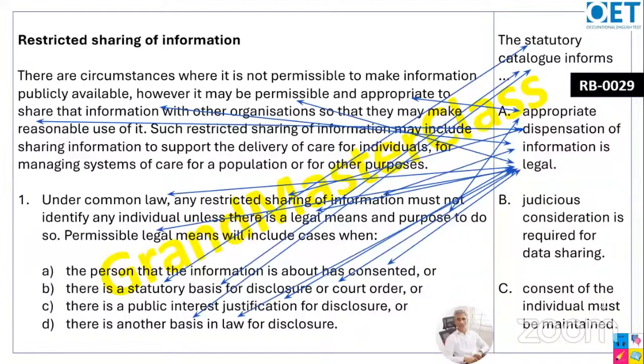So consent of the individual must be maintained. That's only one point. There are many others. Consent of the individual is only A. Then what about B, C, D? Right. Next one, judicious consideration is required for data sharing.